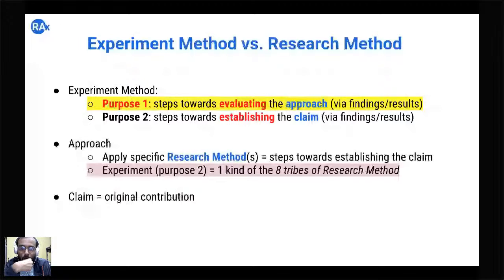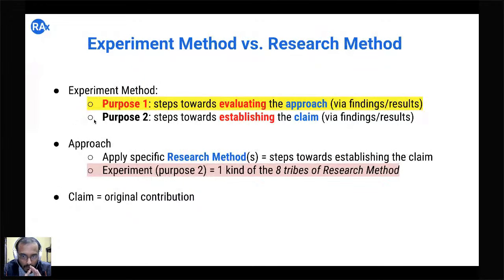Purpose 2 is actually a part of the approach. That kind of experiment is one of the 8 tribes, the 8 different kinds of research method. So it's not the only way of doing research method, it's just one way. So that's purpose number 2.